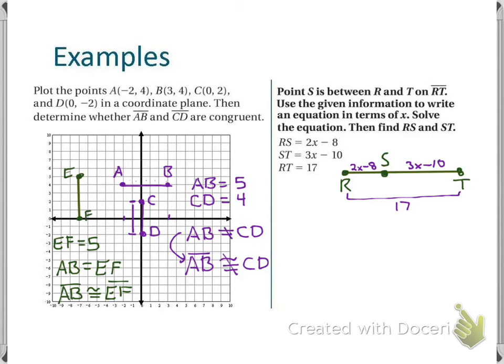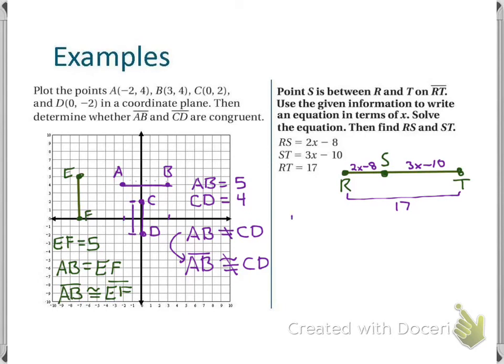Now, before we do that, let's just go through certain things that, if they came up, would be red flags. If I got values for RS and ST that were bigger than 17, that's a problem. Because the whole thing is 17, they should add up to 17, therefore they're not going to be bigger. I'm also not going to get negative numbers for that. So in the end, it should add together to be 17.